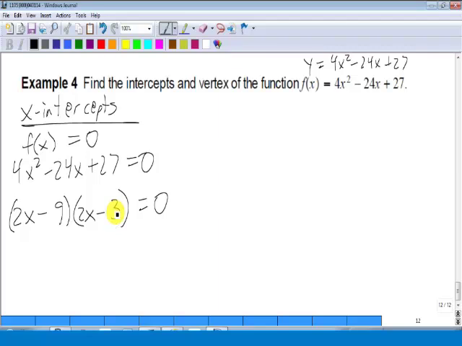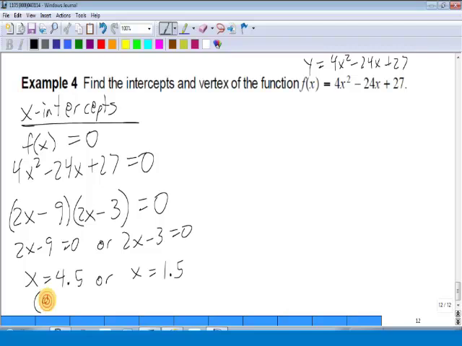If we FOIL, we get minus 6x. We get minus 18x. I guess I'm not foiling, I'm just OIing, because we feel good about the F and the L. Minus 6x minus 18x is minus 24x. So it gives us the middle term. We're good with the 27. We're good with the 4x squared. So 2x minus 9 equals 0, or 2x minus 3 equals 0. X equals 4.5, or x equals 1.5. So the points to plot are 4.5 comma 0 and 1.5 comma 0.